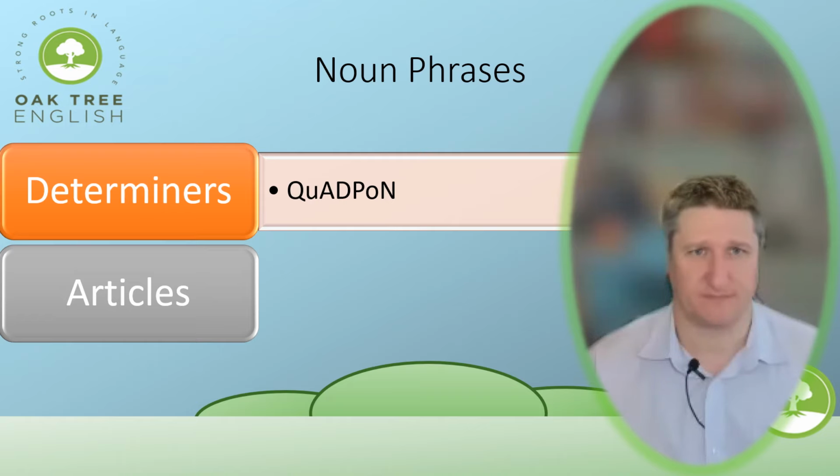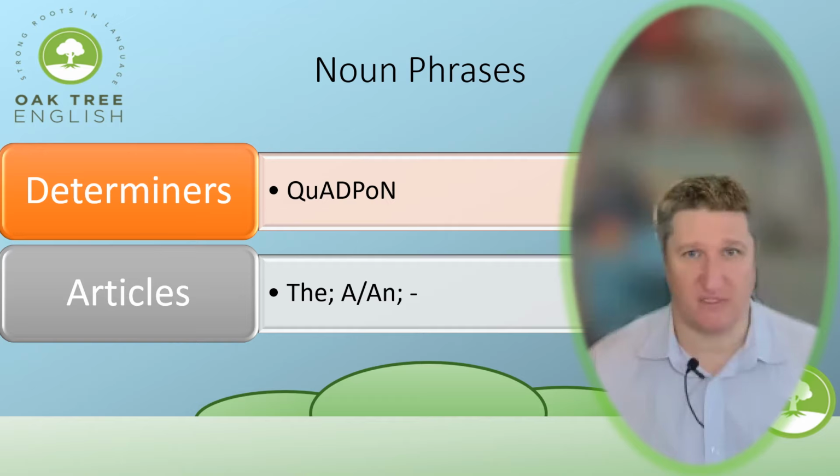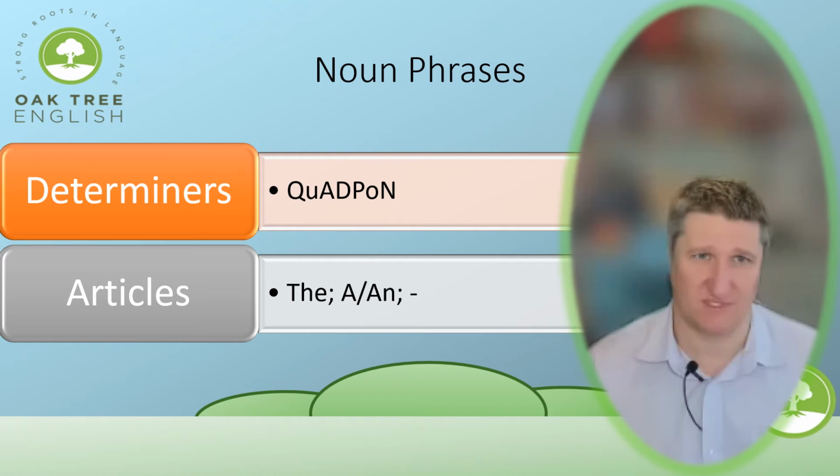For example, London, 0 article, has a river, indefinite article. The river, which river? The river in London. The river is called the Thames, definite articles.